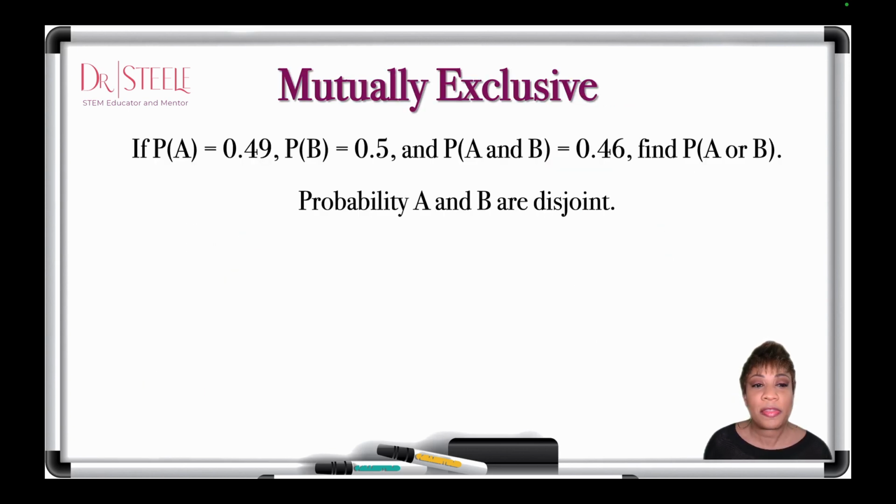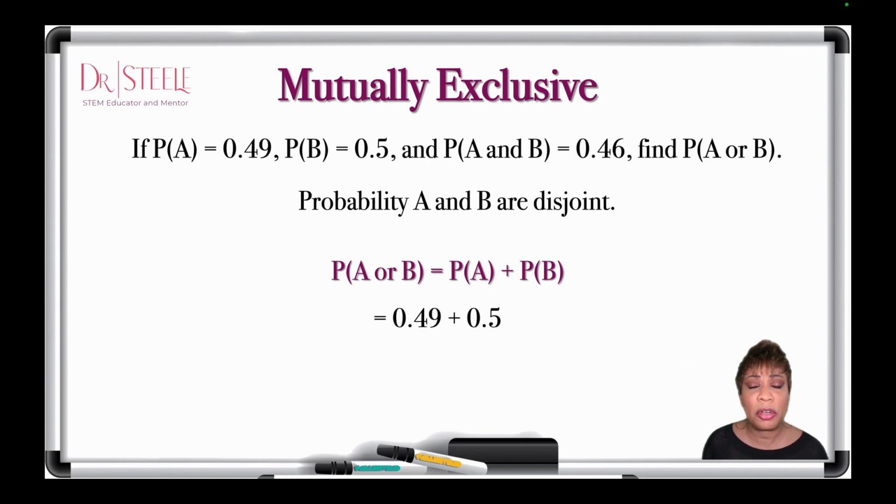All right, so the probability of A is 49/100, the probability of B is 5/10, and the probability of A and B is 46/100. Find A and B. And note the probability of A and B are disjoint, which means this is a formula I'm going to use because they tell me they are disjoint. And so 49/100 plus 5/10 equals 99/100.